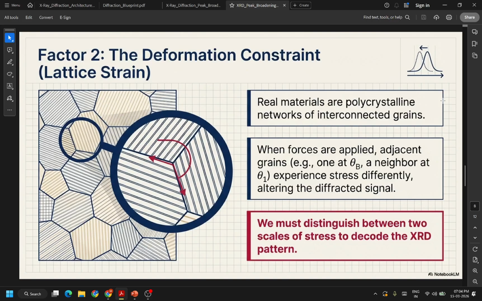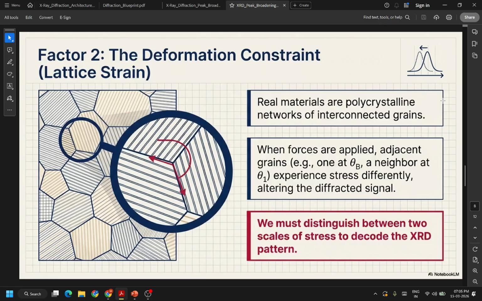So next would be lattice strain. Real materials are polycrystal networks of interconnected grains. They are not just one single lattice. There are multiple lattices arranged at different grain orientations. When forces are applied, adjacent grains, let's say one at theta B and the neighbor at theta 1, will experience stress differently, and that will alter the diffracted signal. So one peak will shift to the left, another peak will shift to the right, the next peak will again shift to the left.